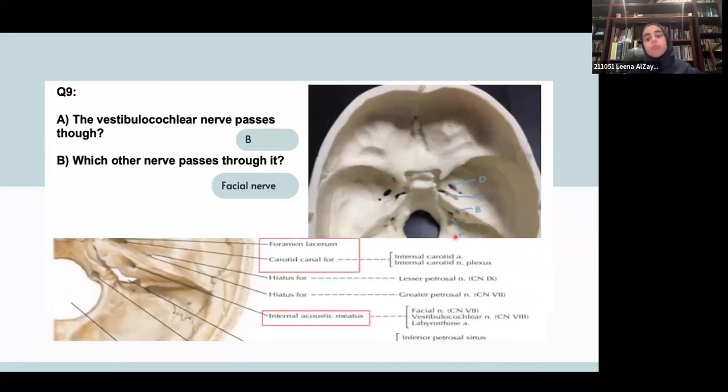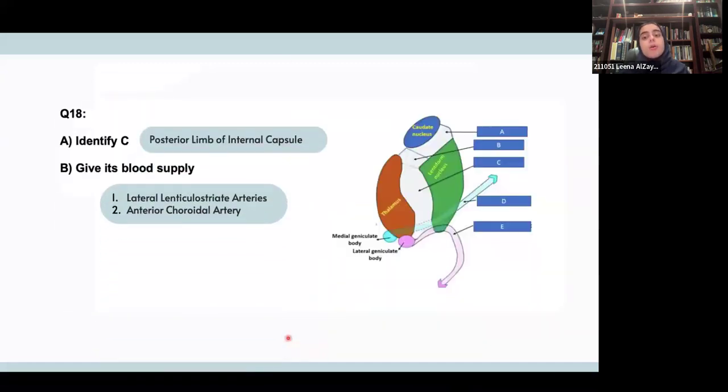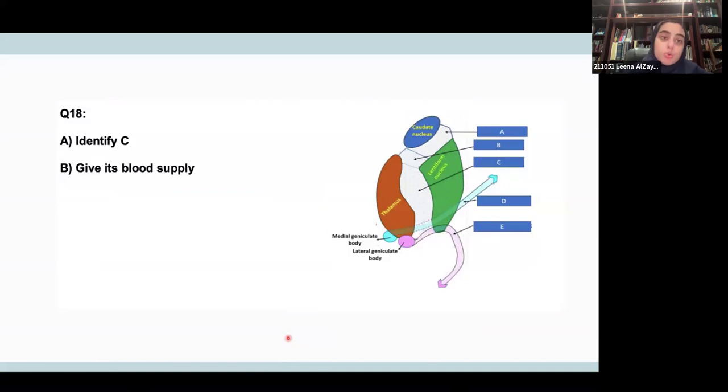11. So this is a kind of a reminder: the internal acoustic meatus over here, same as B, is where the facial nerve and vestibulocochlear nerve come out. And this is kind of a reminder, we just mentioned it, so I'm not going to go over it again. Okay, what about this question?